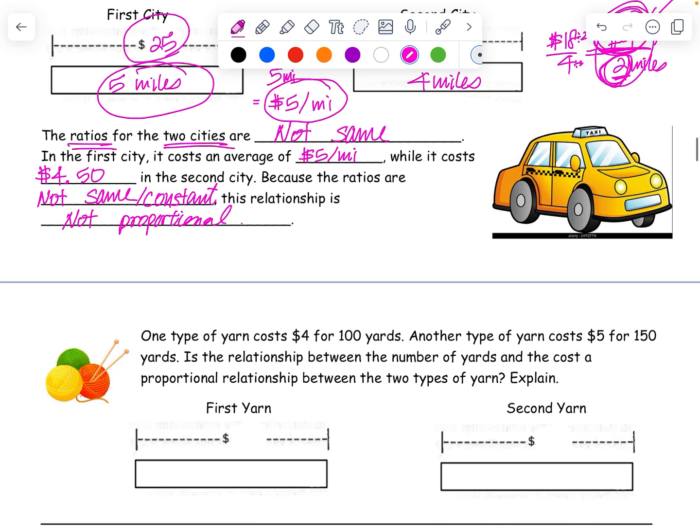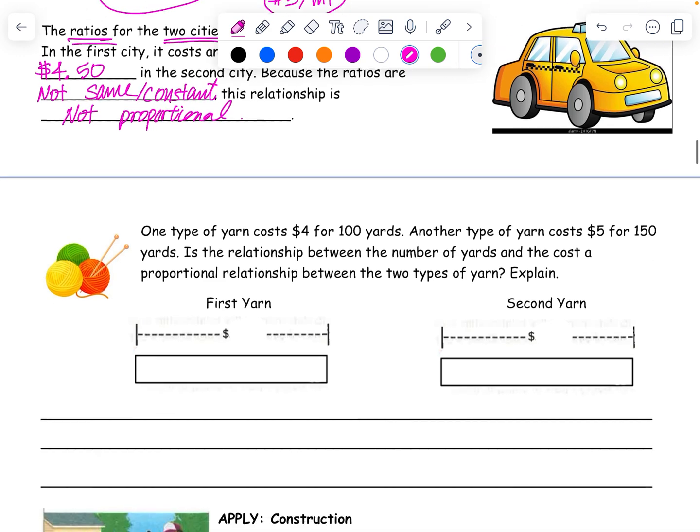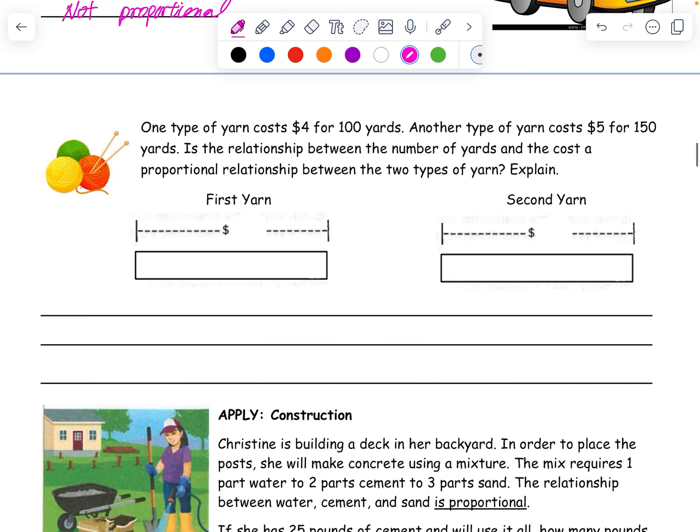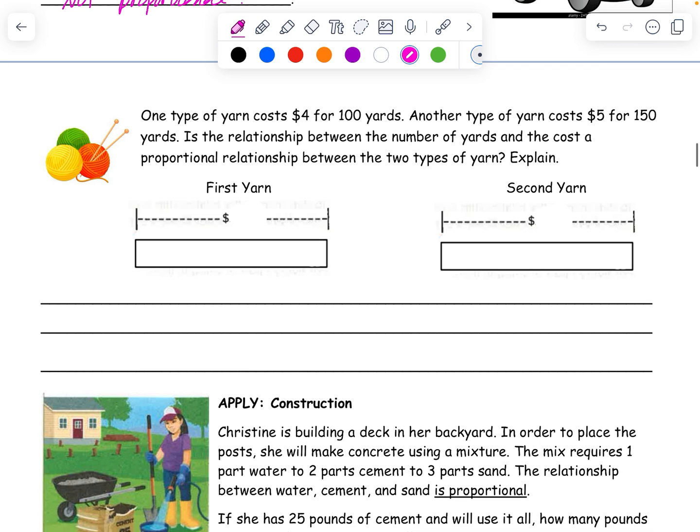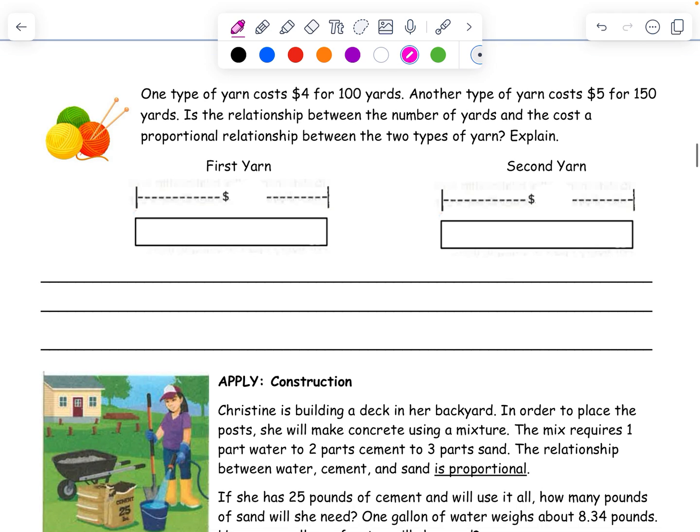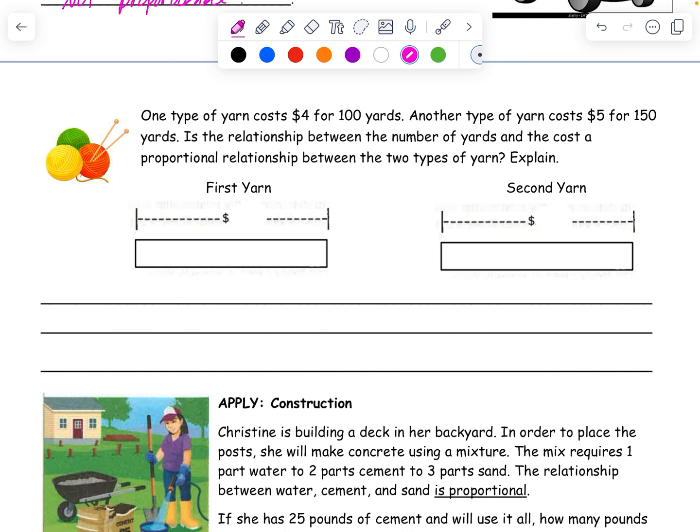Please remember, it has to be a constant ratio in order for it to be a proportional relationship. All right, let's look at another one. One type of yarn costs $4 for 100 yards. Another one costs $5 for 150 yards. And they want you to figure out whether it's proportional or not.